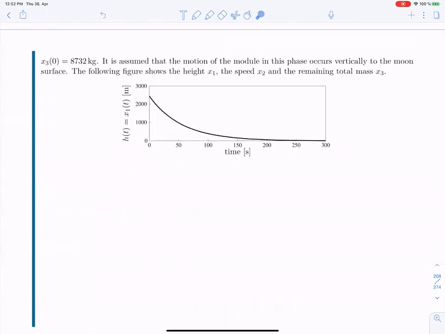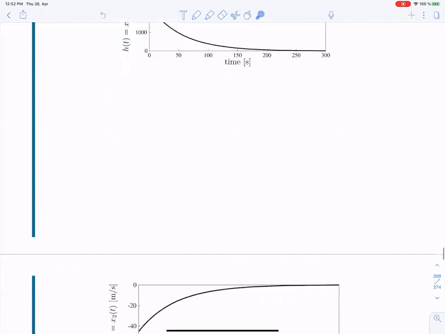So this is the height of the spacecraft. So we start this final descent at an altitude of say 2,500 meters. And then it takes about 200 seconds and 3 meters per second to make this soft landing.